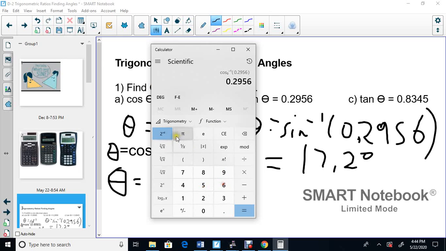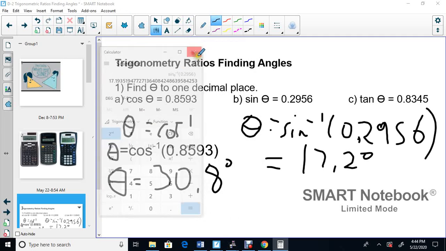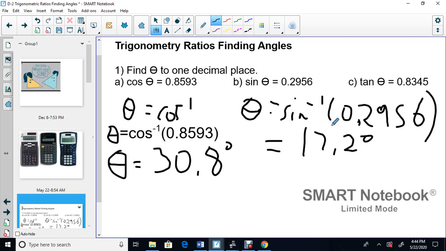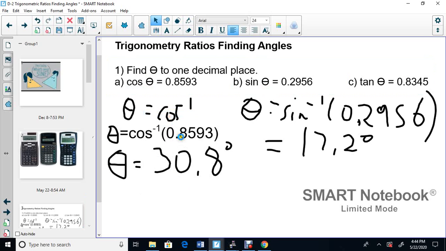0.2956. Go to trigonometry, second, and it's probably because I didn't hit sine here. Sine, so you got 17.2 degrees. And then we got one more with the tan, so let's bring that down a little bit lower so you can see. Again, you do not have to show the other part, so what you can do instead, I'm going to copy this down here, and go right to the answer.